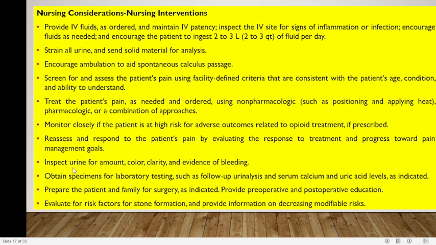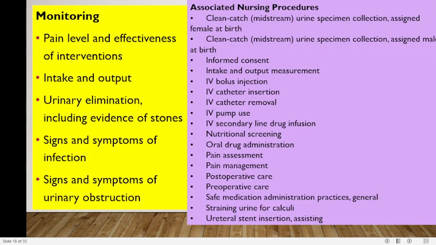We need to reassess and respond to the patient's pain by evaluating the response to treatment and progress towards pain management goals. We need to inspect urine for color, amount, clarity, and evidence of bleeding, if any. We need to obtain specimens for laboratory testing, such as follow-up urinalysis, serum calcium, and uric acid levels as indicated. We need to prepare the patient and family for surgery as indicated, and provide pre-operative and post-operative education. We need to evaluate for risk factors for stone formation and provide information on decreasing modifiable risk factors.